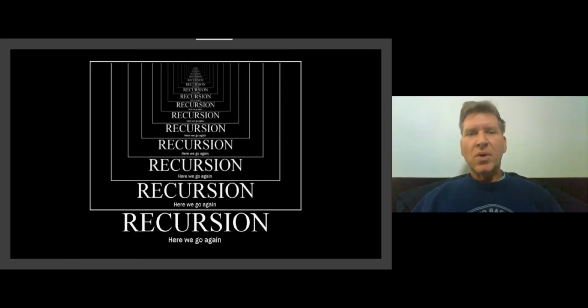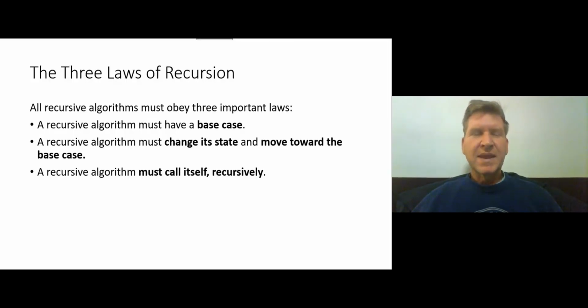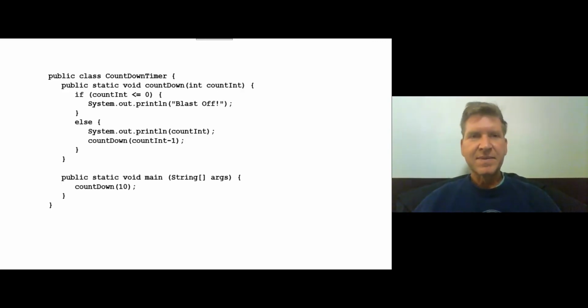So there's a couple of important things that we need to realize when we talk about recursion. There's 3 laws. So all recursive algorithms have to obey these important laws. First of all, we have to have a base case. Second of all, we have to make progression towards that base case. And last, we have to call ourselves recursively, meaning we call ourselves.